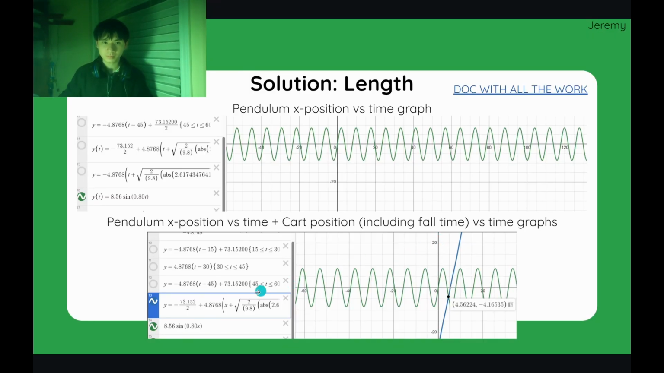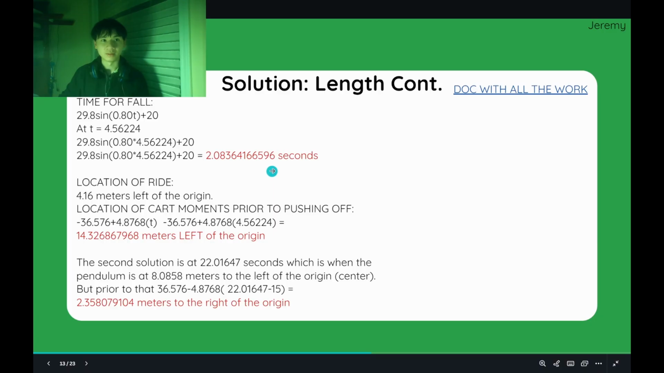So the way this works is that the cart speed, 4.8768 meters per second, is being multiplied by the change in time, as well as the change in time including the fall speed, right? All the work is in this document. I'll show it later. For the time for the fall, it was equal to 2.08 seconds.